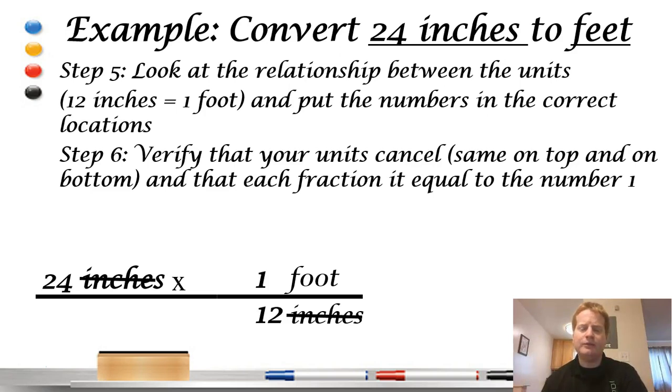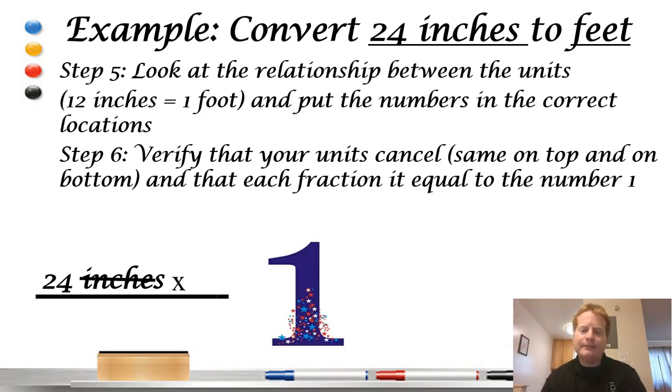The only other step you have to do to verify is to make sure that for each fraction you had, like this foot and inches fraction, the top is equal to the bottom in some way. And 1 foot is equal to 12 inches. Like we said before, as long as the top and bottom are equal, then we're essentially multiplying by the number 1. So each of your fractions should be equal to the number 1. That's why this is mathematically legal, because we're not really doing a multiplication problem or a division problem. We're not changing to get a different result. We're just converting the units.